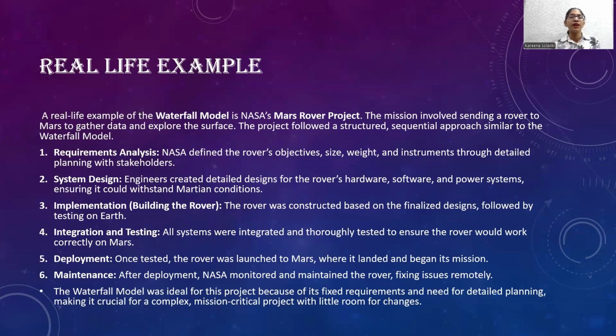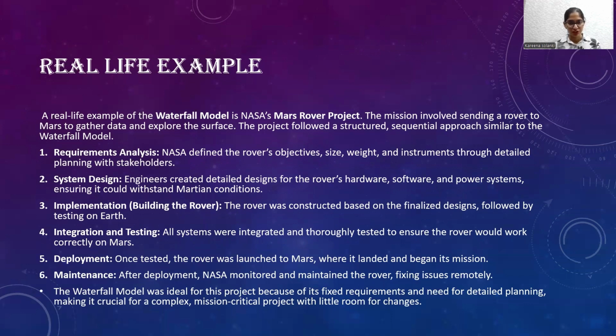So let us look into a real life example, which is NASA's Mars rover project. The mission involved sending a rover to Mars to gather data and explore the surface. The project followed a structured, sequential approach similar to the waterfall model. The first phase is the requirement analysis. Here, NASA defines the rover's objective, size, weight, and instruments through detailed planning with stakeholders. Next is the system design. Engineers created detailed designs for the rover's hardware, software, and power system, ensuring it could withstand Martian conditions.